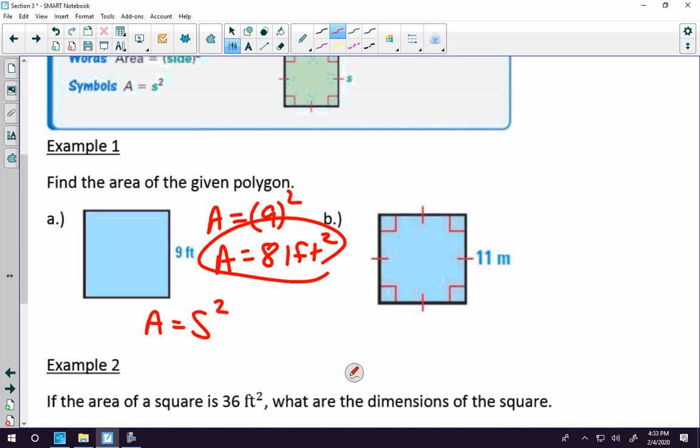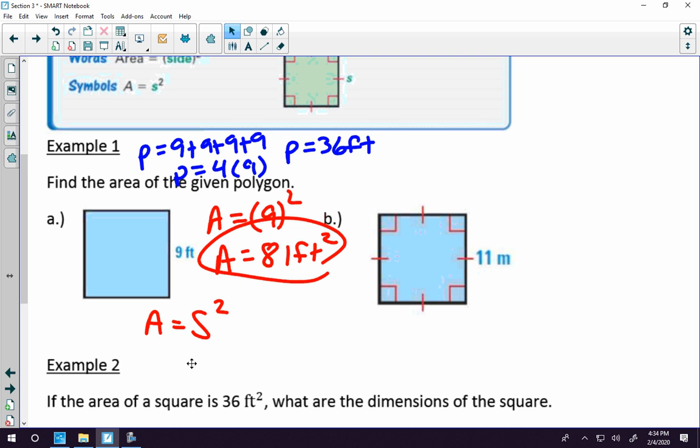Now, remembering the perimeter, I know the directions don't ask you to find the perimeter around this square, but if it did, the perimeter would be 9 plus 9 plus 9 plus 9, or shorthand 4 times 9, because there are four nines. So the perimeter is going to be 36 feet. Not square feet. Area is in square feet, but dimensionally, the perimeter is only 36 feet.